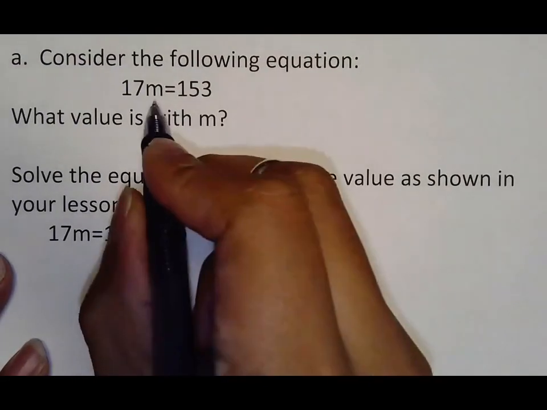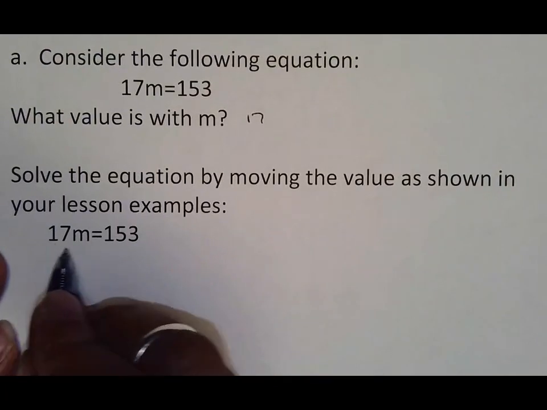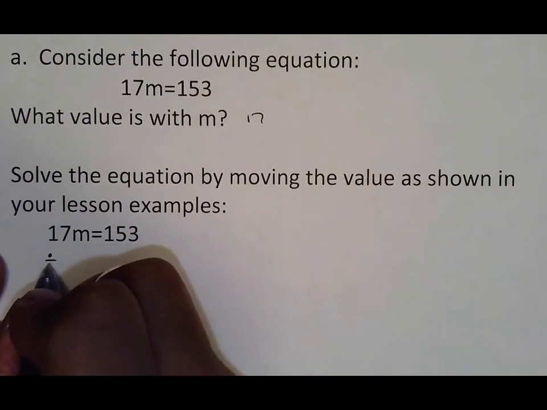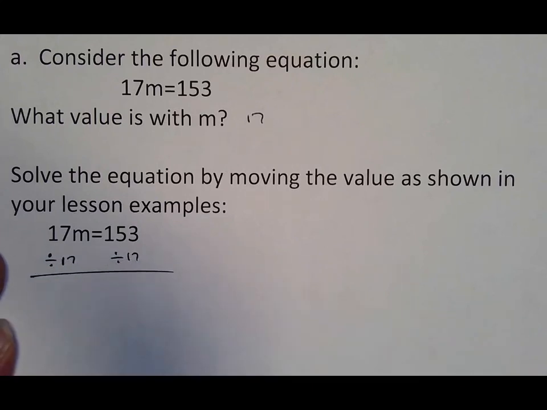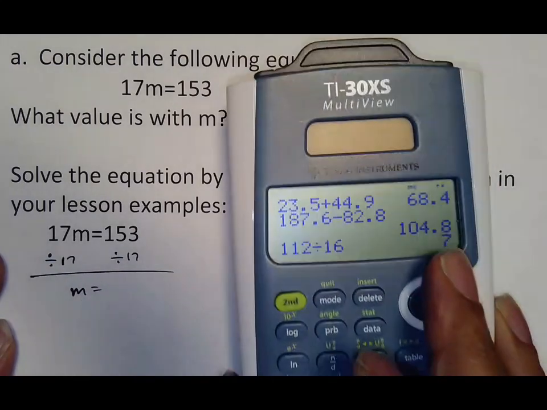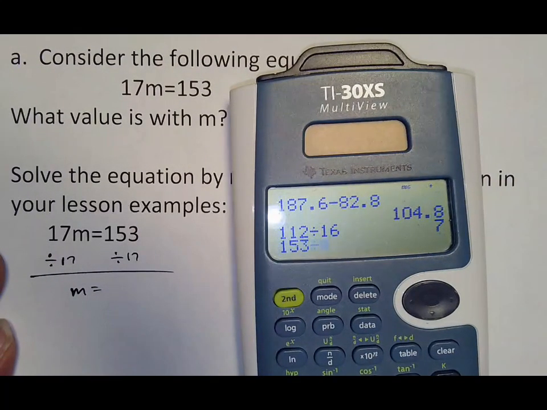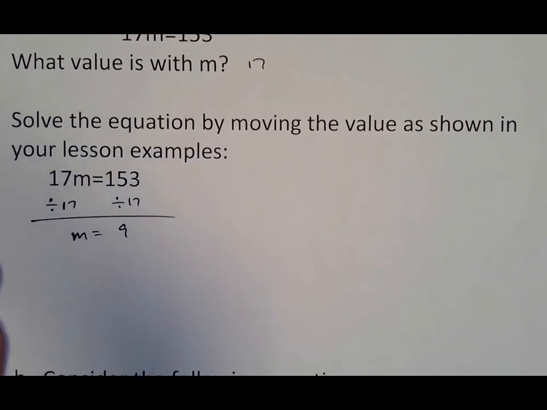What value is with m? Well, m is with 17. How do you move the 17 if it's being multiplied? You actually have to put divided by 17 and divided by 17. That is the MathXL difference. M comes down with whatever 153 divided by 17 is, which is 9. That's the only difference, is that you have to put a division symbol and that you're dividing because it's being multiplied.